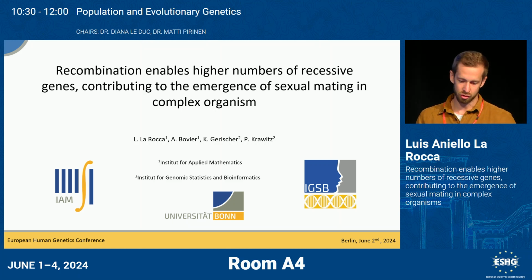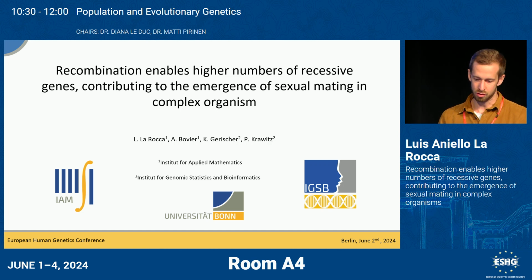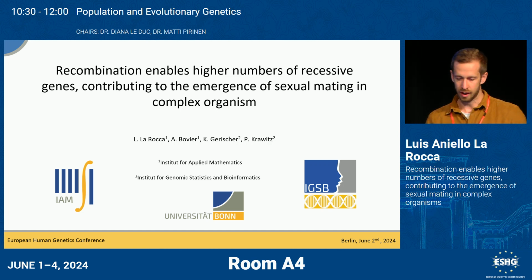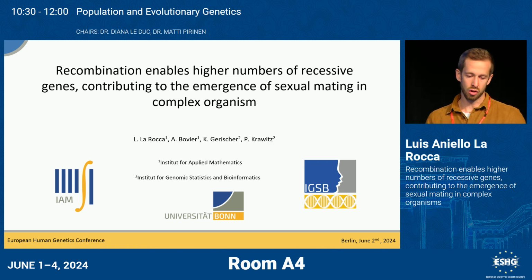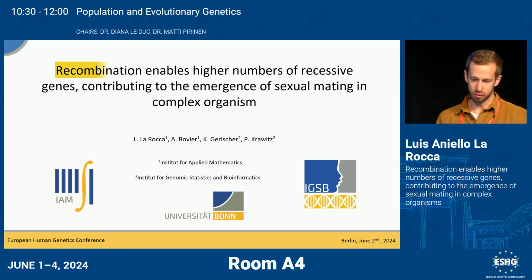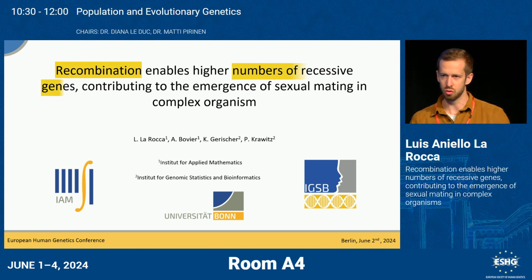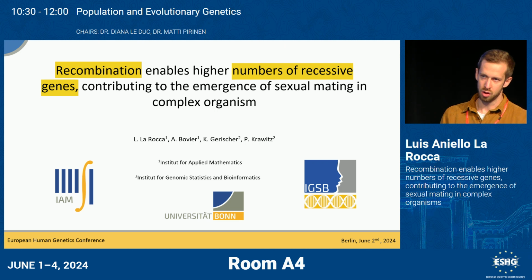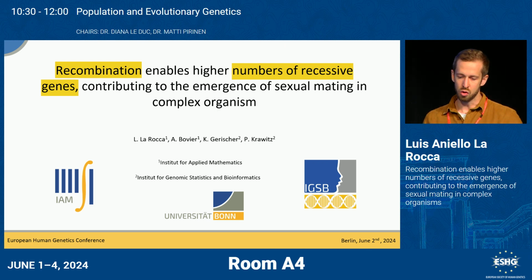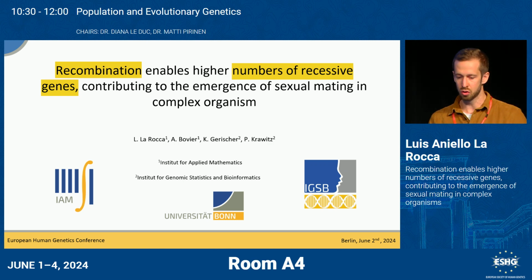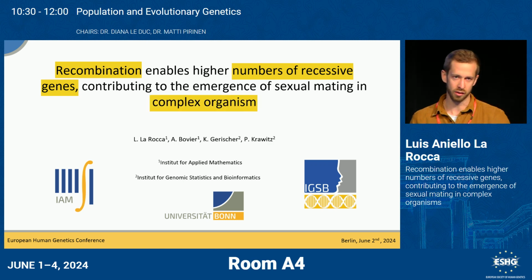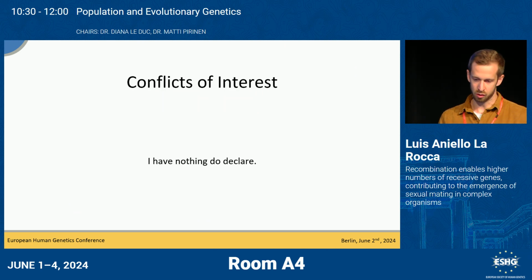The research is a joint project with the Institute of Applied Mathematics, where I'm from, and Peter Krawitz, who's from the Institute of Genomic Statistics and Bioinformatics. I want to talk to you about the power of recombination today, and show you a model that includes a new parameter, the recessive gene count, and in the end I want to conclude with an argument on the emergence of complex organisms. First, here are my conflicts of interest.